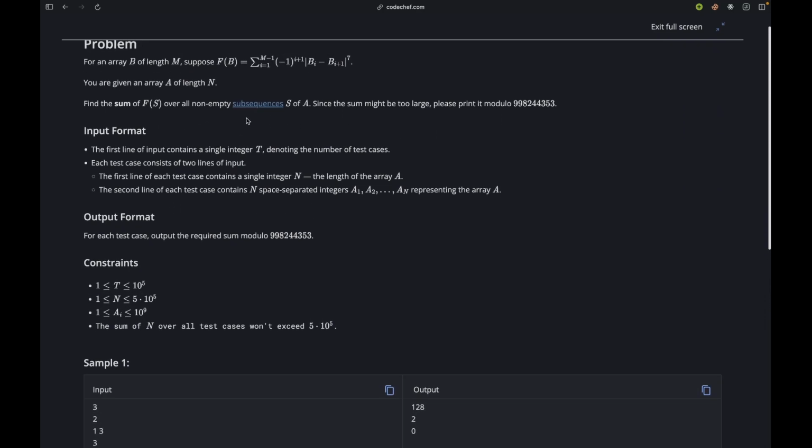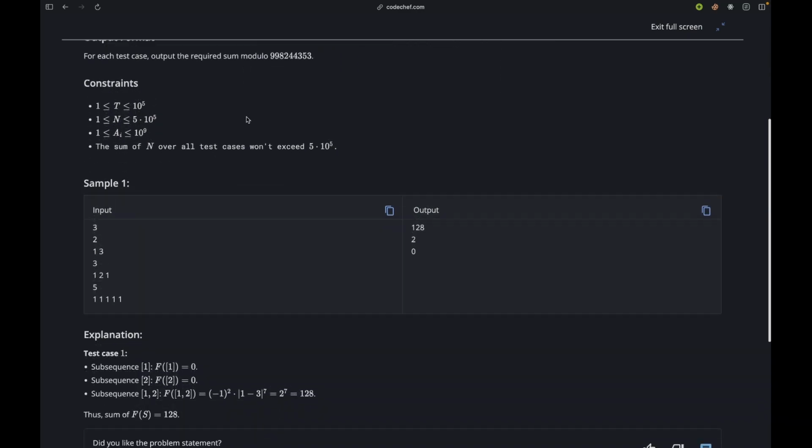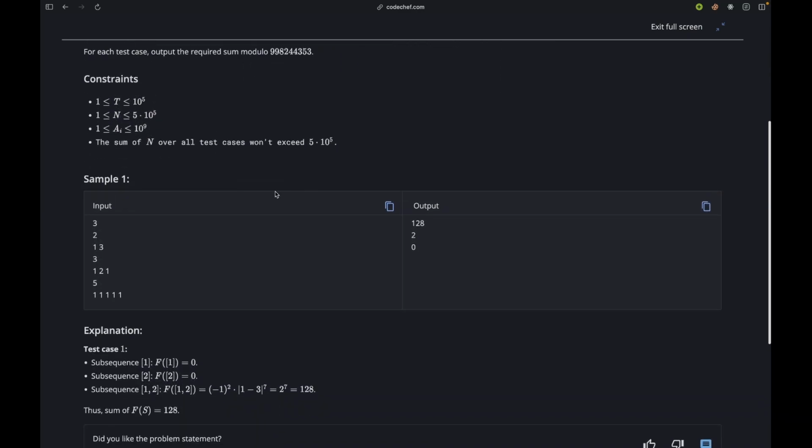And what is a subsequence? A subsequence is something where we cannot change the order of the elements, but we can delete from it. So basically all the subarrays, but with the option of deletion. Let's understand this by the sample inputs.